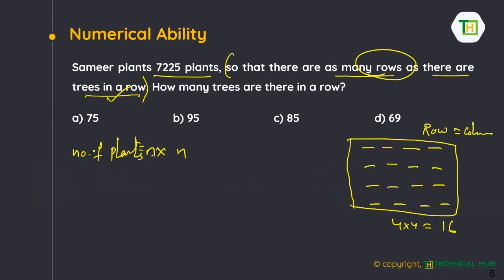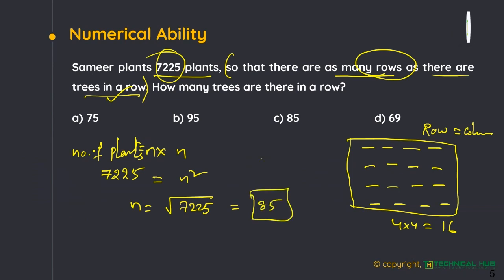Here, n rows are there, n columns are there, and the number of plants is 7225, which is already given in the problem. 7225 is equal to n square. Now from this, n is equal to square root of 7225. What is square root of 7225? Which is equal to 85. Option C is the right answer.